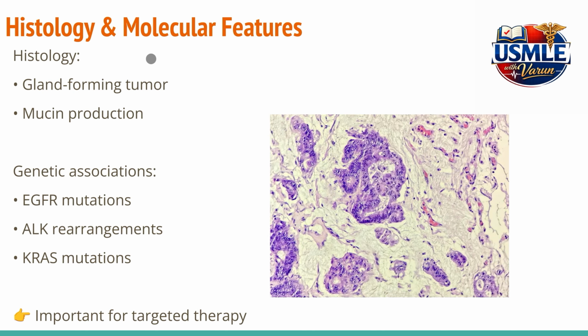On histology, adenocarcinoma shows glandular structures and often produces mucin. This reflects its origin from the glandular cells. What makes this tumor especially important clinically is that it is associated with specific genetic mutations like mutations in the EGFR, ALK, and KRAS. These mutations are not just diagnostic, they also guide targeted therapy, which is a major focus area in modern oncology.